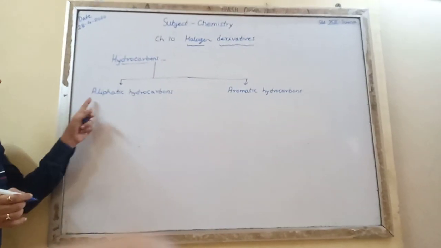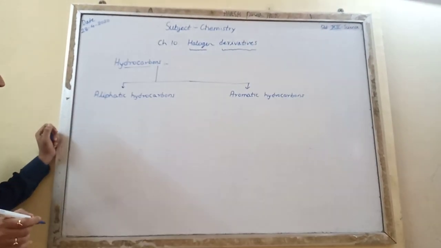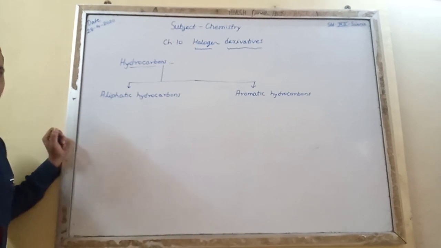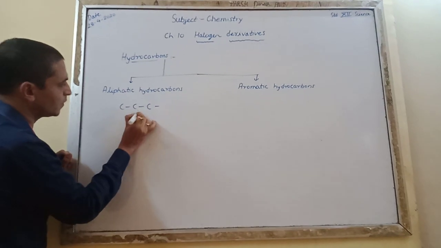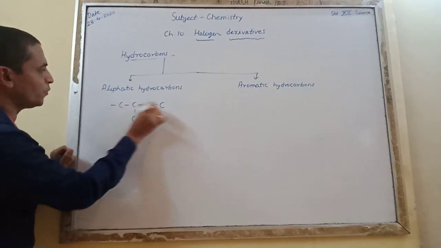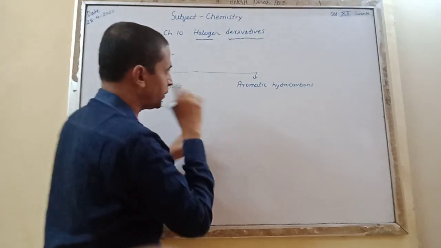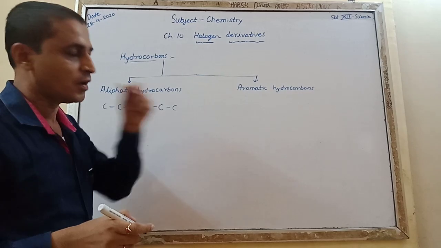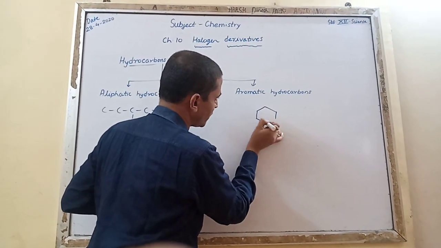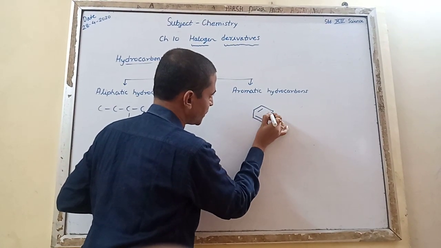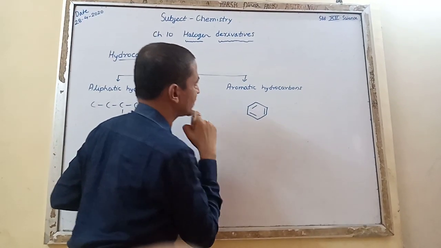First we will understand the meaning of aliphatic hydrocarbons. Aliphatic hydrocarbons are those hydrocarbons which contain open chain of carbon atoms. Open chain of carbon atoms like this. This also. These are what? Open chain of carbon atoms. And aromatic hydrocarbons are those hydrocarbons which contain at least one benzene ring. Benzene ring means hexagonal ring containing alternate single and double bond.